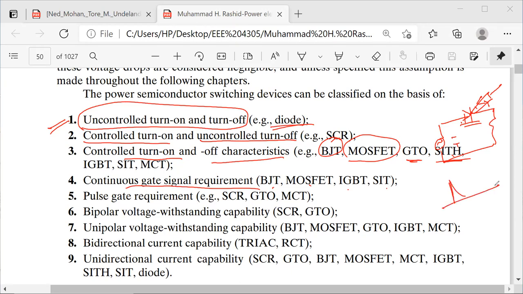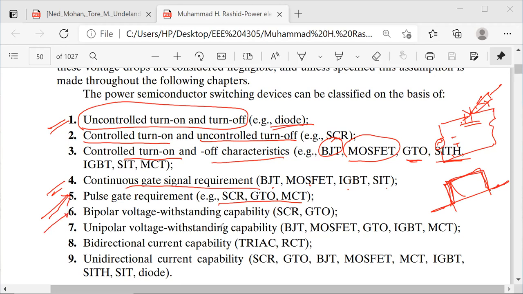Next is continuous gate requirement. For the BJT, MOSFET, IGBT, and static induction transistors, one pulse is not enough to turn it on. As long as you want your transistor to be turned on, you have to maintain the gate voltage, that means base voltage. If you withdraw this voltage, then the device will be turned off. So that is why it is known as continuous gate signal requirement. For pulse, only a pulse is enough to turn it on and off. This is SCR, GTO, or MOS control transistor.